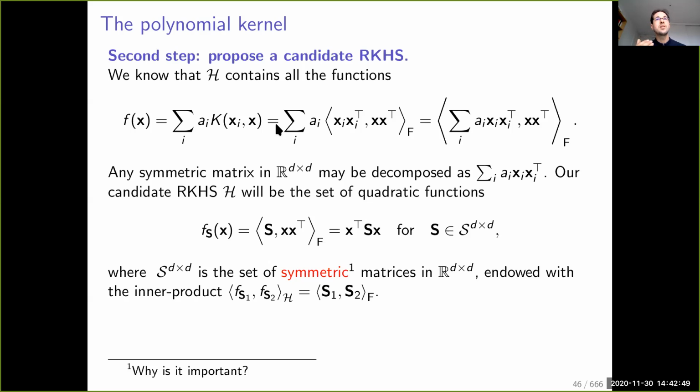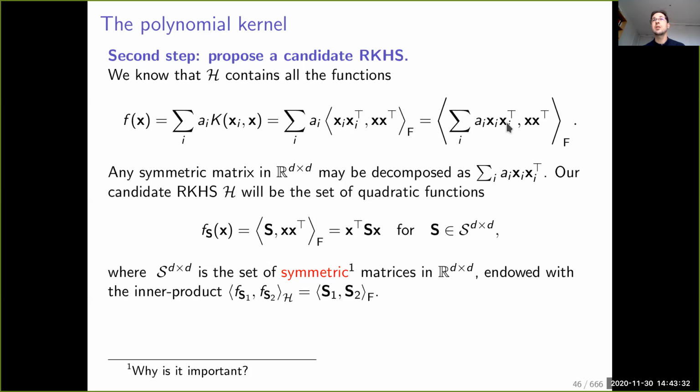Now here is where it becomes useful to do what we did in the previous slide, which is to see our kernel as an inner product. So we do it. And now that we have done it, we can use the bilinearity of the inner product and simply group the sum and the a_i inside the inner product, such that we know that H contains necessarily, it may contain other functions, but at least we know it contains the functions that can be written as f of x as an inner product between x x transpose and some linear combination of the a_i x_i x_i transpose.